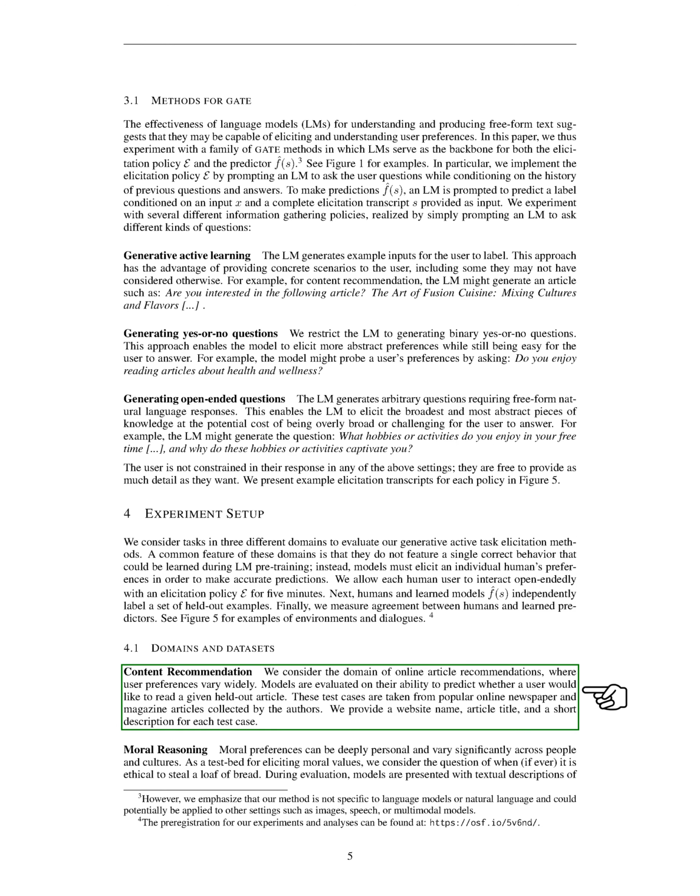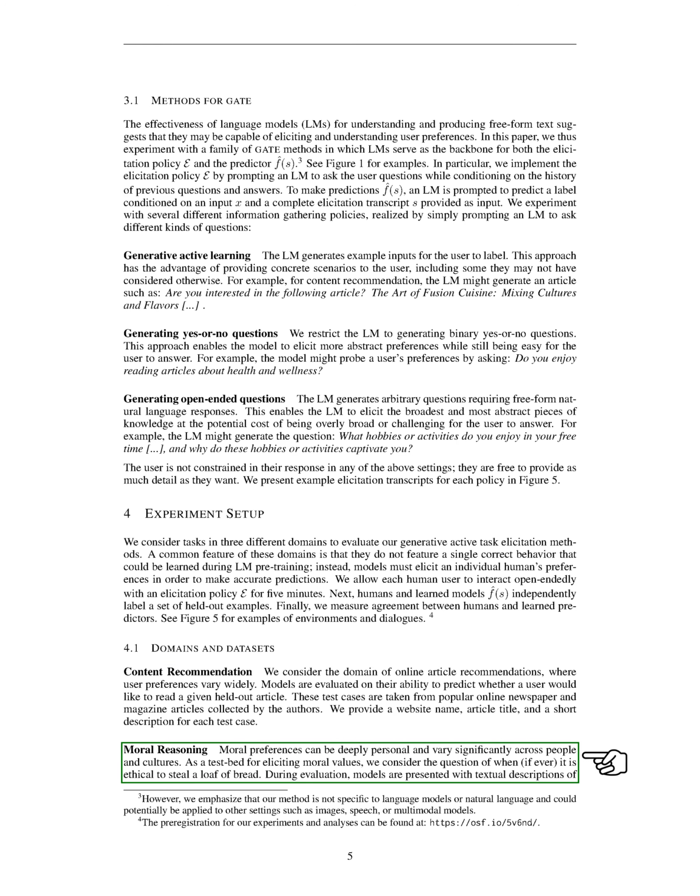The first area we're looking at is online article recommendations. User preferences can vary greatly in this domain. We evaluate the models based on their ability to predict whether a user would like to read a specific article that we've kept aside. We've collected these test cases from popular online newspapers and magazines.